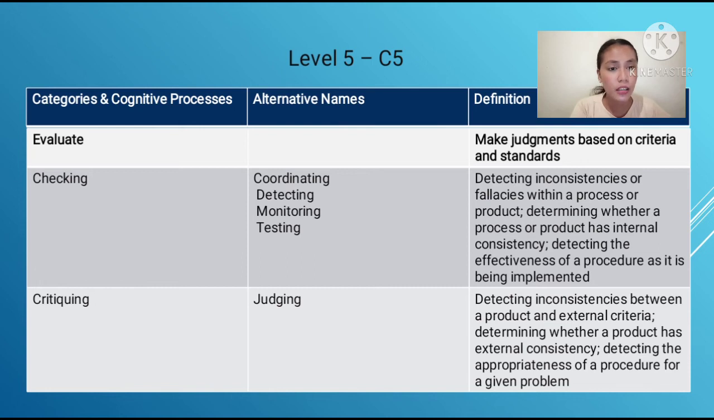So in checking, the alternative names are coordinating, detecting, monitoring, and testing. Its definition is detecting inconsistencies or fallacies within a process or product, determining whether a process or product has internal consistency, detecting the effectiveness of a procedure as it is being implemented. And the critiquing. Its alternative name is judging, detecting inconsistencies between a product and external criteria, determining whether a product has external consistency, detecting the appropriateness of a procedure for a given problem.